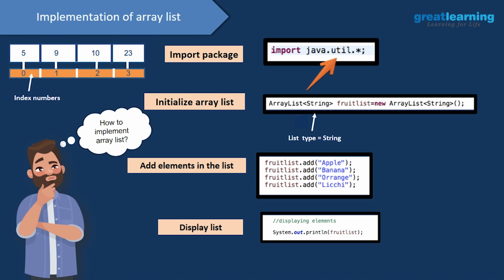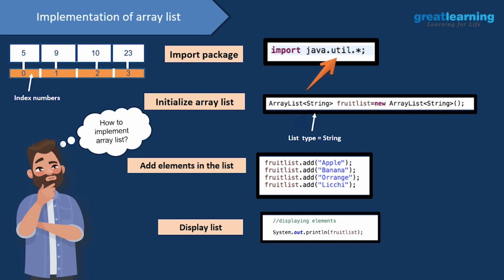Now comes the indexing number in a list. What is an indexing number? So we have a list of 5, 9, 10, 23, but when I am talking about the indexing number, it starts with 0. So the index number for 5 is 0, for 9 is 1, for 10 is 2, and for 23 is 3. You have to remember all the time that the indexing number in a list starts with 0.